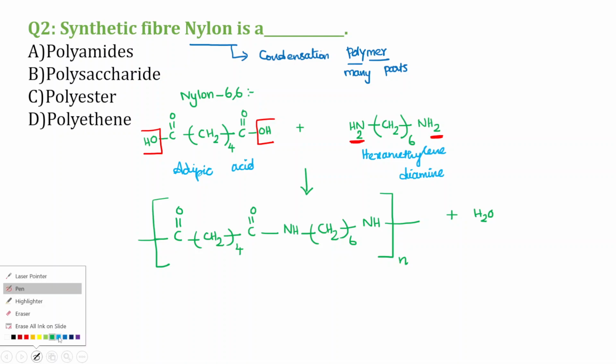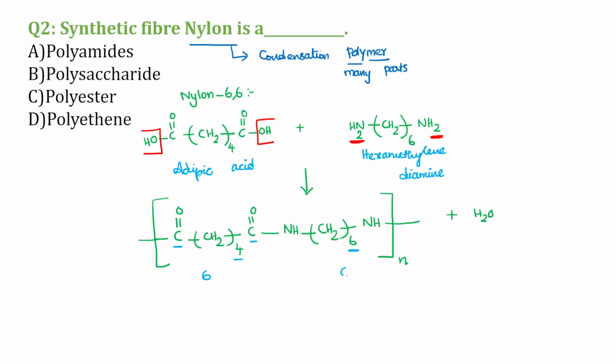Why do we call this nylon 6,6? You can see here 4 carbons, and 1 carbon, and 1 carbon, so totally there are 6 carbons, and in the same way here also there are 6 carbons. Since on both sides there are 6 carbons, we say this is nylon 6,6. So what 6,6 represents is the number of carbon atoms in the polymer chain. Since it is a condensation polymer, the water molecules are getting eliminated.